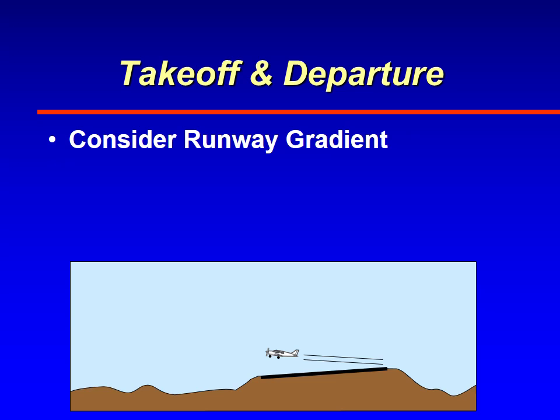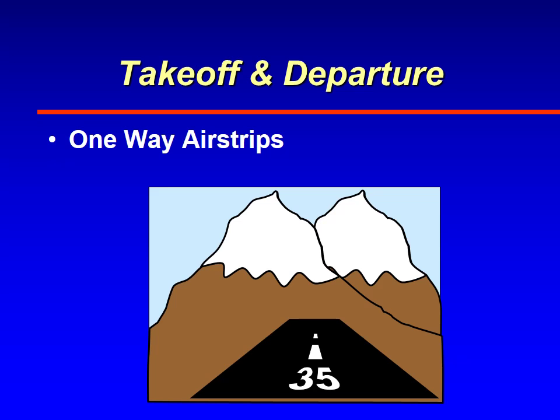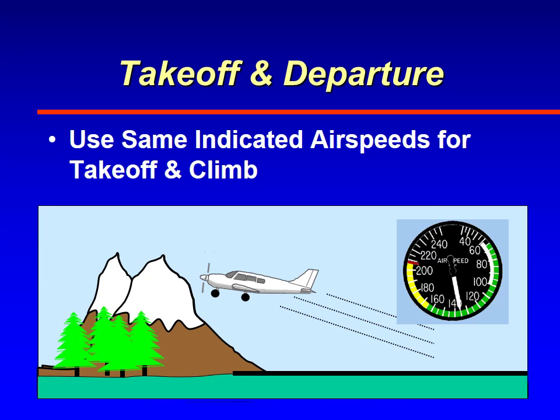When departing mountainous airports, consider your runway gradient. Is it uphill or downhill? You always want to depart downhill because that'll allow the airplane to accelerate faster. Also, some airports are one-way airstrips, meaning that there are mountains at the end and there's no way to turn around. So you land one direction and you take off the other.